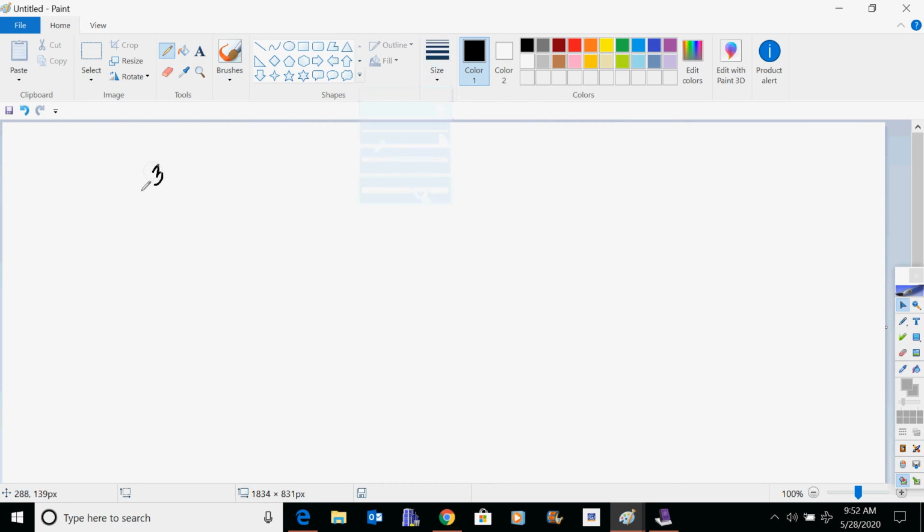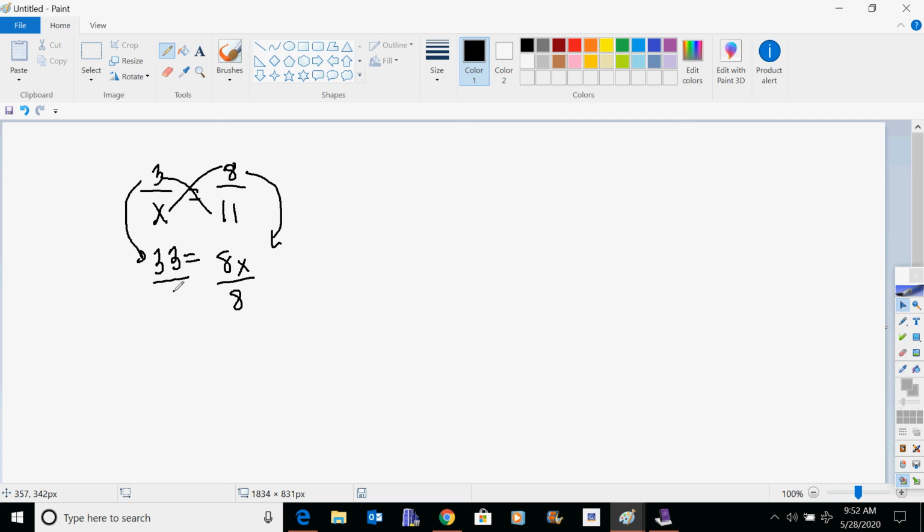Let's do 3 over x equals 8 over 11. Okay, so this one's a little bit more interesting because these aren't even close to being multiples of each other. So when we do this and we do 3 times 11 gives you 33 equals 8 times x, which is 8x. And I want to divide both sides by 8.